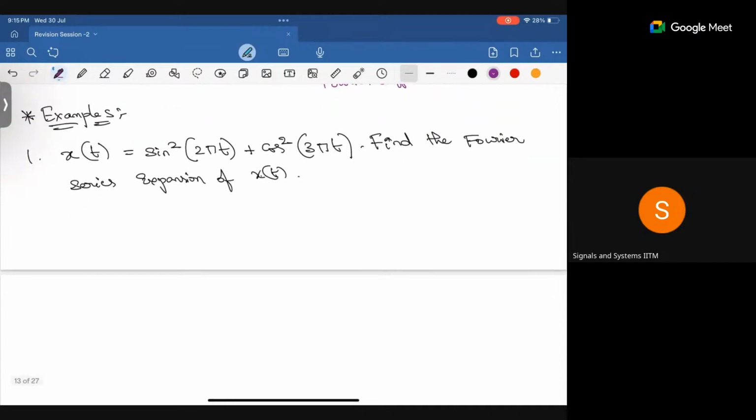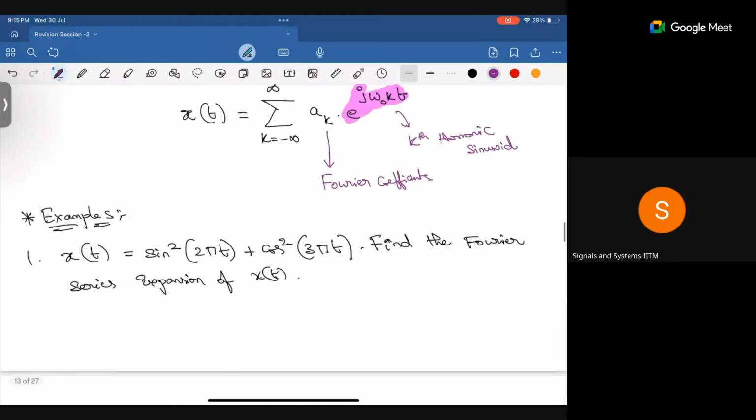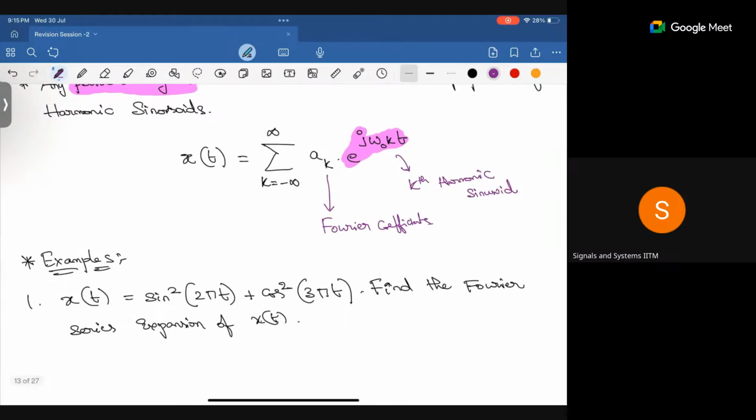Let's say we have this kind of expression given to us as a signal. We have to find the Fourier series expansion of x of t. So always remember, all I have to do is find these coefficients. What are these a_k's for each e power j omega naught k t?